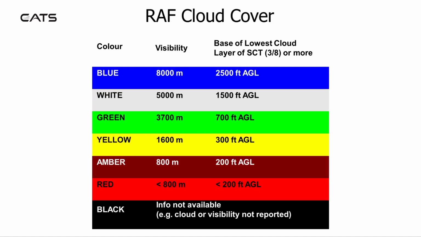The RAF cloud cover. Colours are given to describe weather conditions. For example, blue means a visibility of 8,000 meters with a base of lowest cloud layer of scattered 3/8 or more at 2,500 feet.